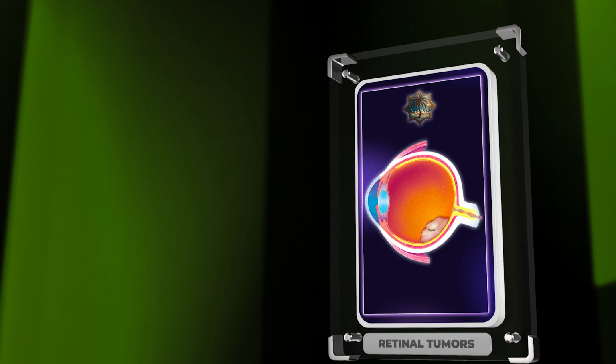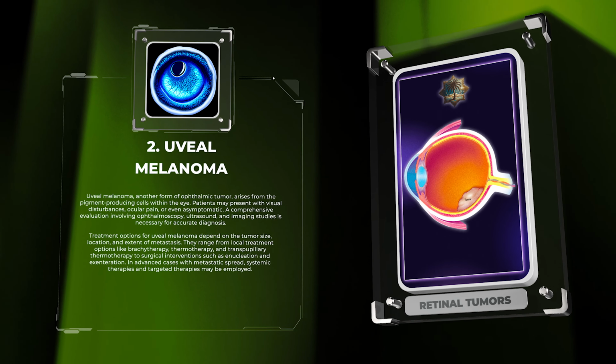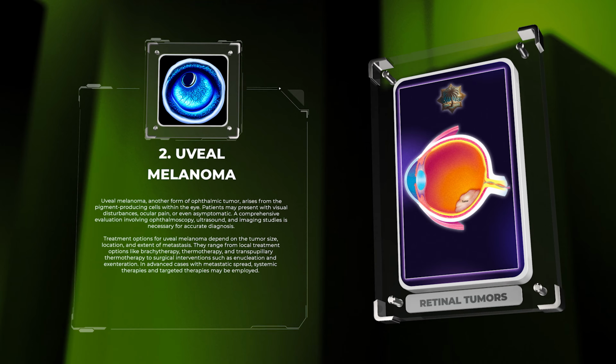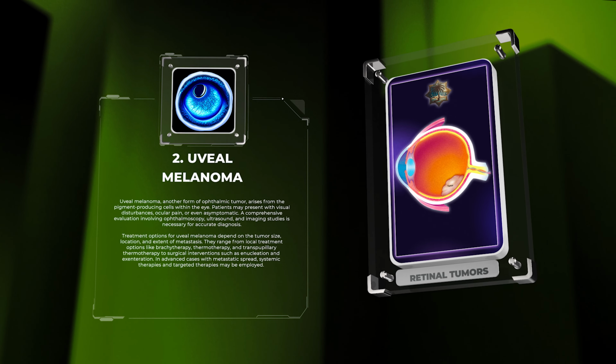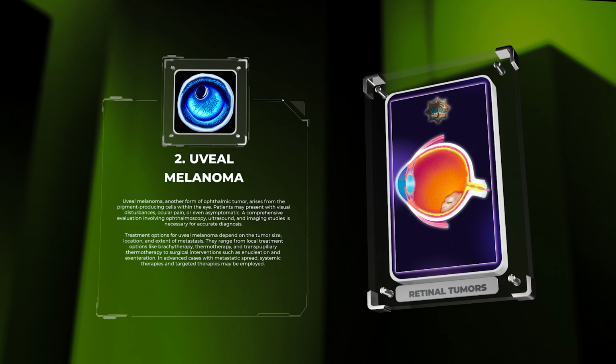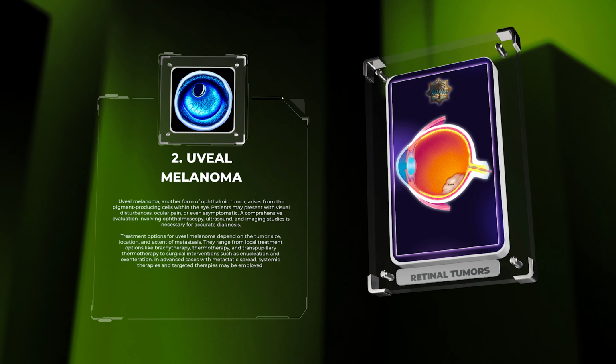Uveal melanoma, another form of ophthalmic tumor, arises from the pigment-producing cells within the eye. Patients may present with visual disturbances, ocular pain, or even be asymptomatic. A comprehensive evaluation involving ophthalmoscopy, ultrasound, and imaging studies is necessary for accurate diagnosis.